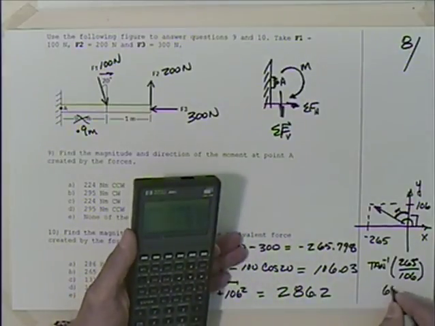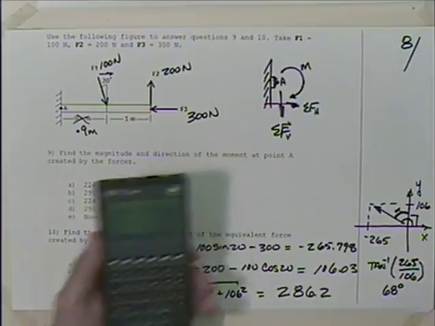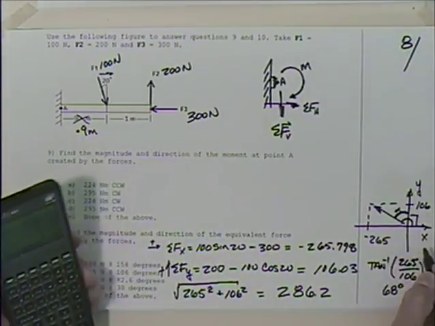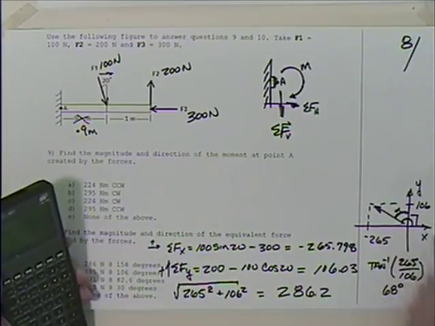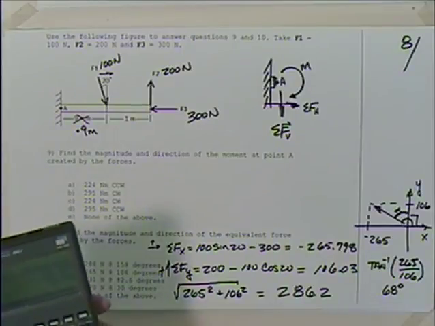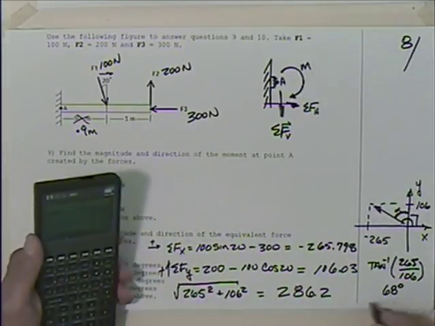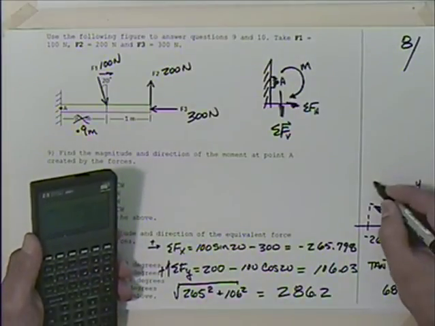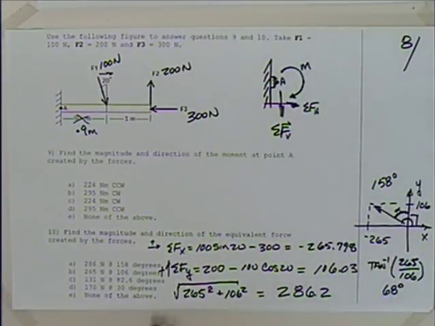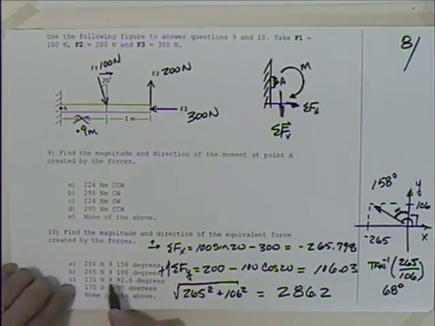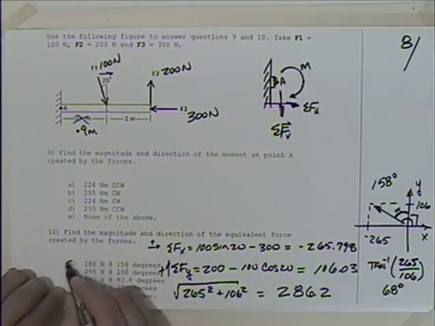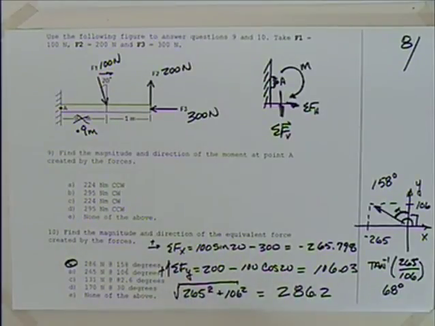So 68 degrees. And that's at that angle there, and I want to define it from over here, because we always define it from the x-axis, so I'm going to add 90 to that. So when you add 90 to that, you get 158. So what's our answer? 286 at 158. Looks like even with just the magnitude, this would be the answer, and we get 158, so that's good. We got A there.